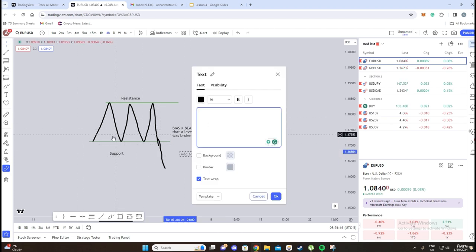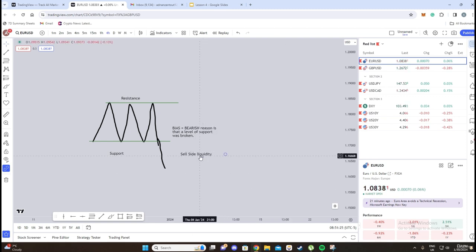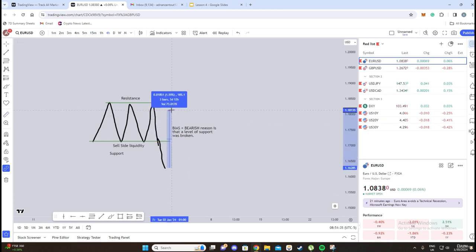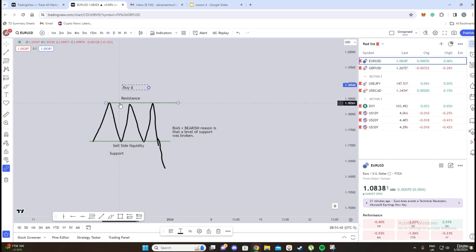What's really happening is under these equal lows here, it's sell side liquidity, right? So once price goes down here, taking out the sell side liquidity, our next idea in our head is that price is either going to retrace to fill this inefficiency or to go all the way up to the buy side liquidity, which is here.